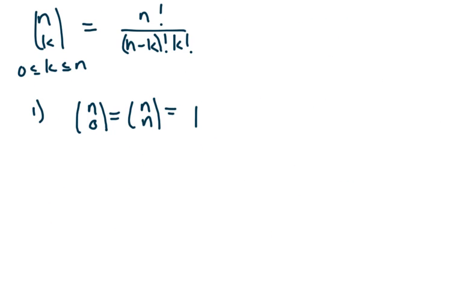This is the kind of thing that you can actually prove from the formula. Let k equal 0. Let k equal n. Show that they're the same and that they're both 1. This is something you should be able to try to prove.